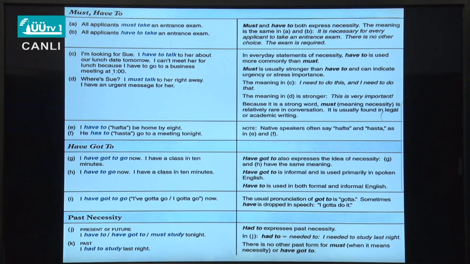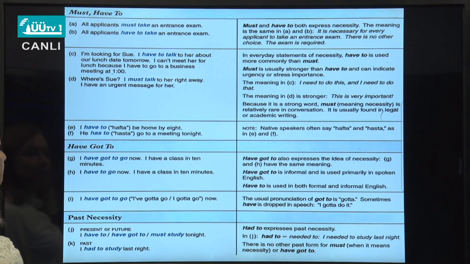And what about have got to? I have got to go now. I have a class in 10 minutes. Or another example can be, I have to go now. I have a class in 10 minutes.